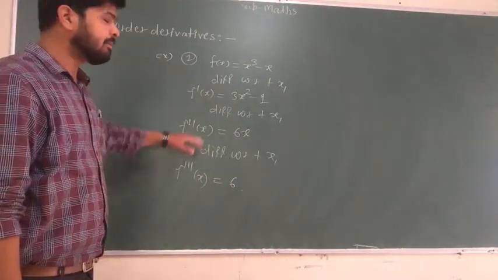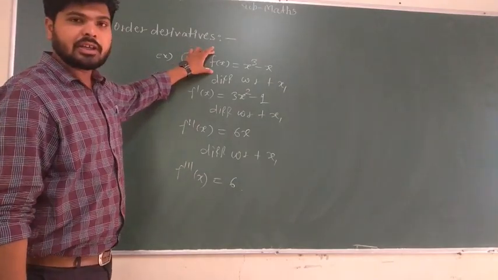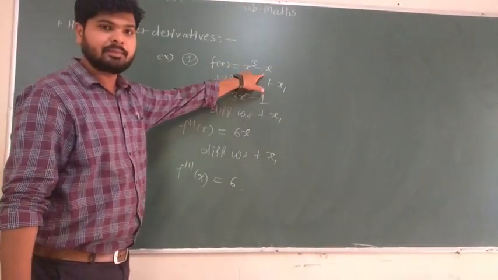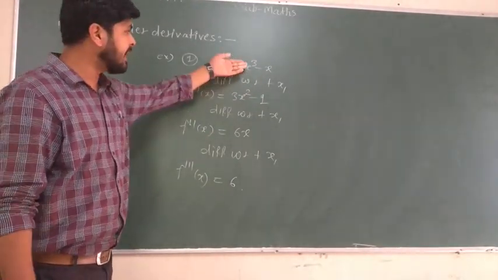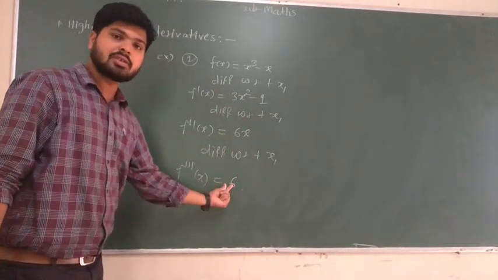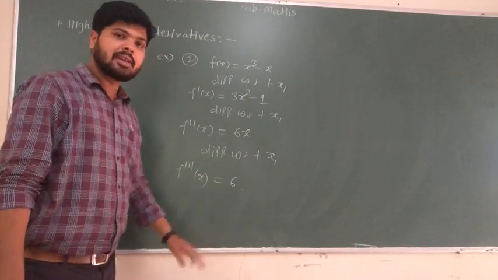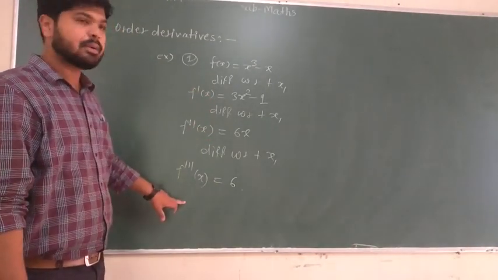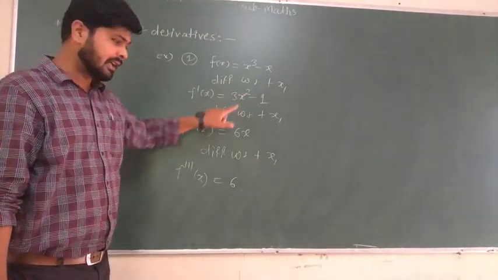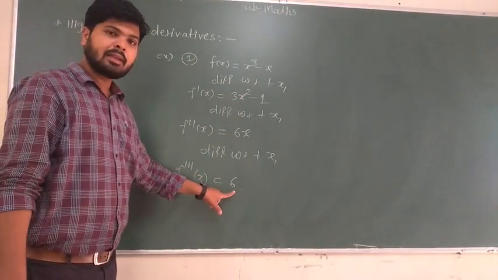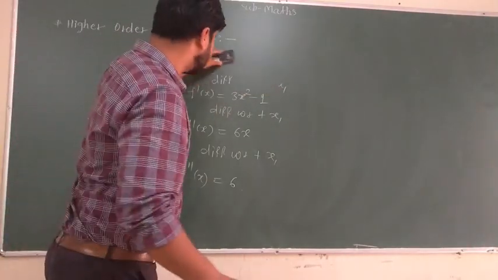So from this example, we can conclude that if the function is a polynomial function of order n, then its nth order derivative is a constant term, and the further derivatives are 0. You can see from this example, here the polynomial function is of order 3, then its third derivative is constant and onwards derivatives are 0. We will see the next example again.